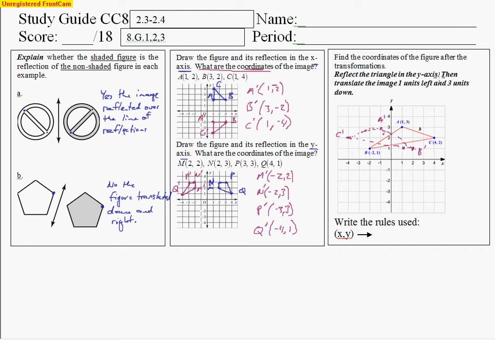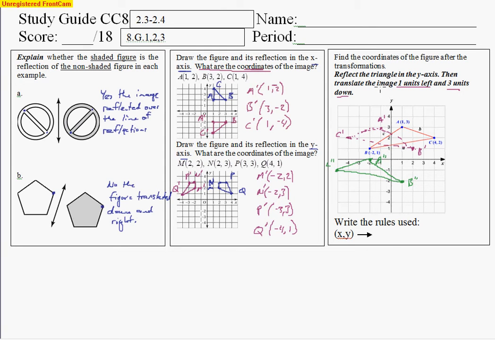Now it says to translate the figure 1 unit left, 3 units down. So 1 unit left would be to the left here, and I'll do this in a different color so we can see it. So 1 unit left, and then I have 3 down. So 1, 2, 3. That's where C double prime is going to be. A double prime, 1 unit left, 3 down. So it puts me right there. And B was here, so 1 unit left, 3 units down, and that puts me there. And so again, as you look at it, you should see the same image, just in a different location. And it was reflected and translated.